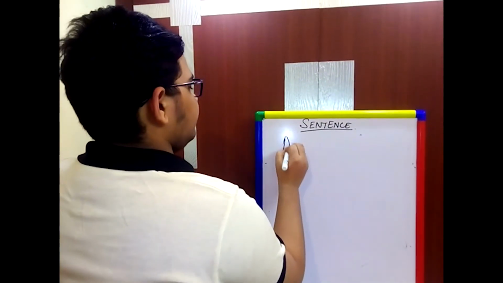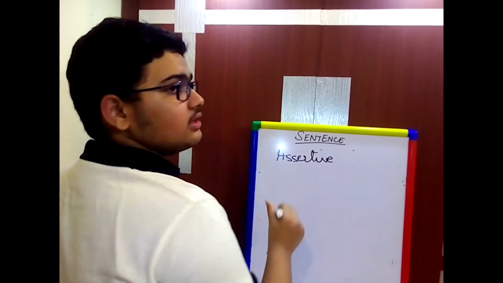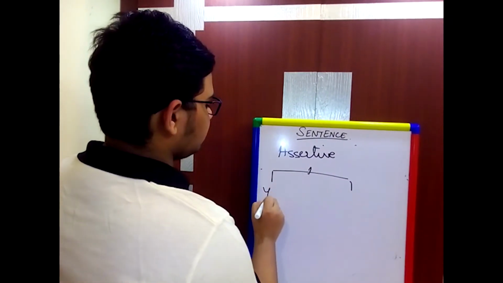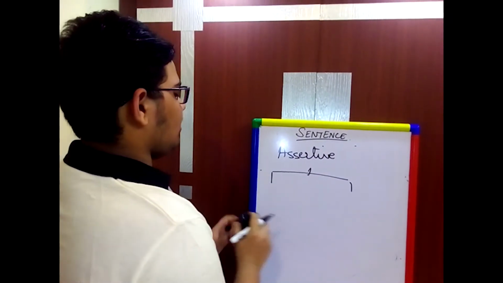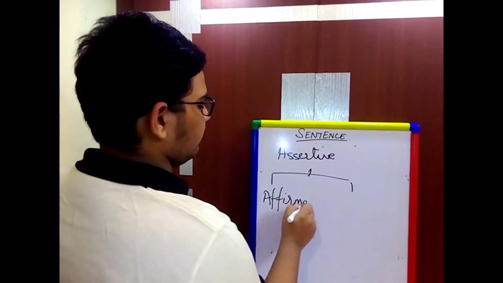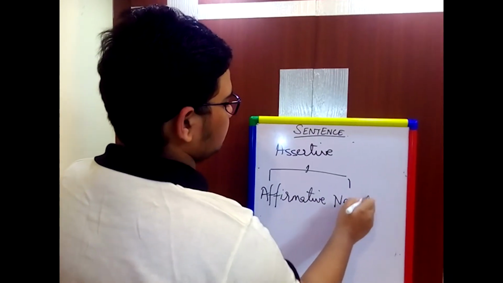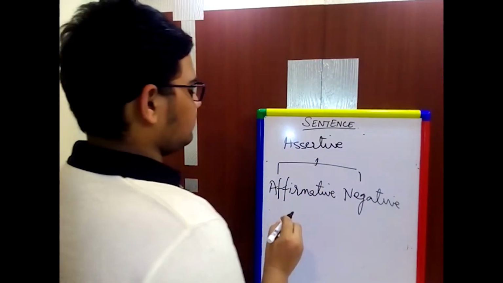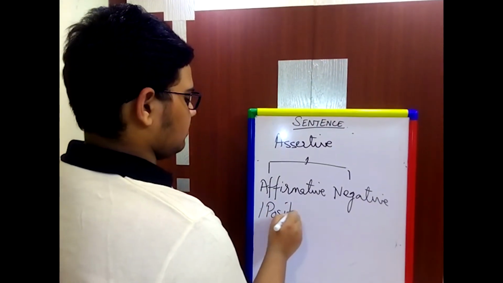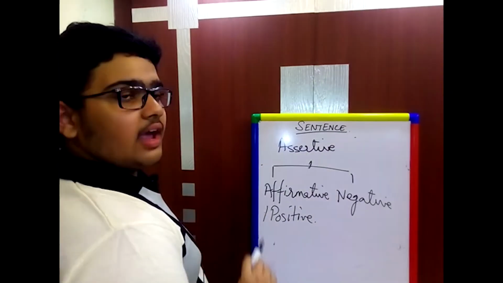For assertive sentences, it can be divided further into two types. One is the affirmative sentence, another is the negative sentence. Now, the affirmative can also be known as a positive sentence. Now, this positive sentence, how can we identify this?